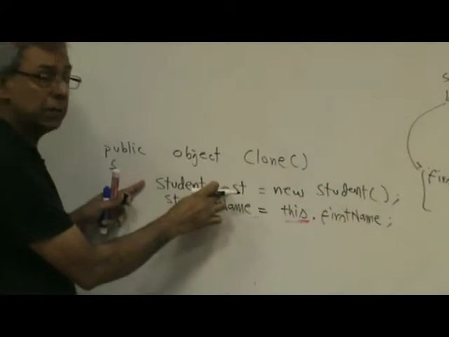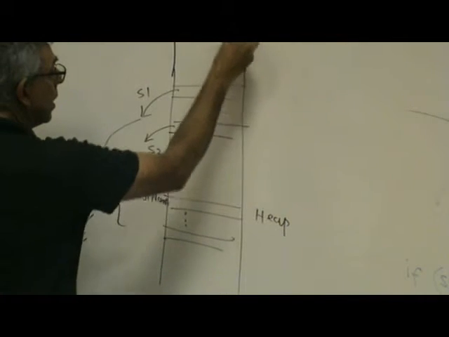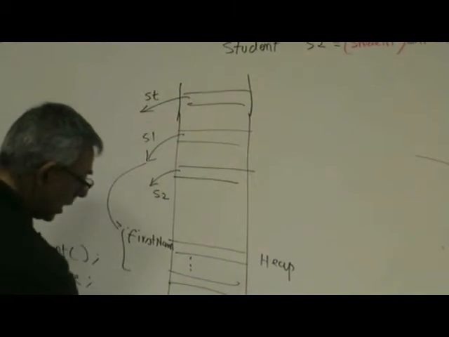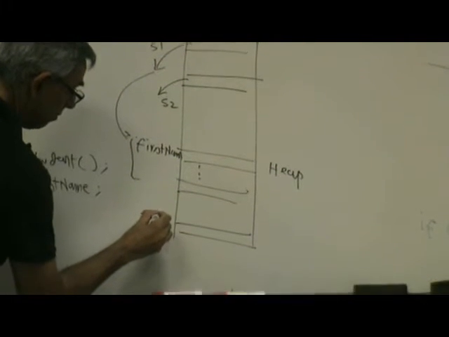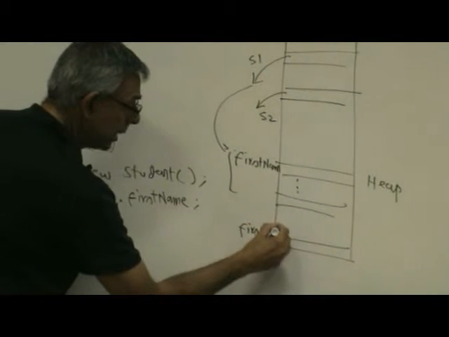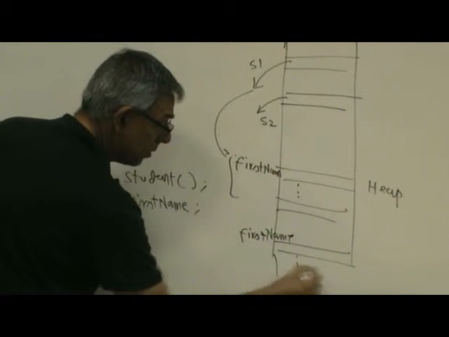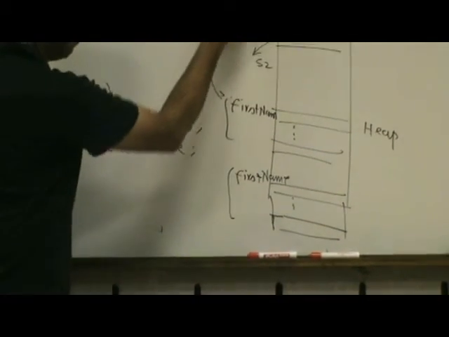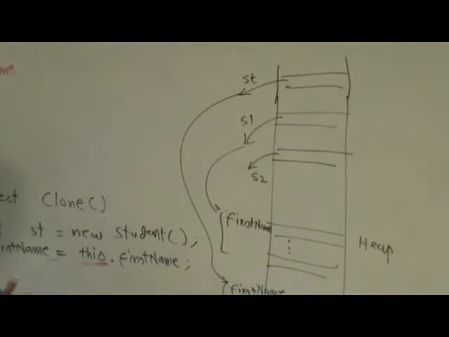What did we do in s1 in the clone? We created a new Student. So we created st, and let's pretend this is the first name, because we said new Student, right? So we'll allocate complete new memory for first name and so on. Okay, so now st is pointing over here.